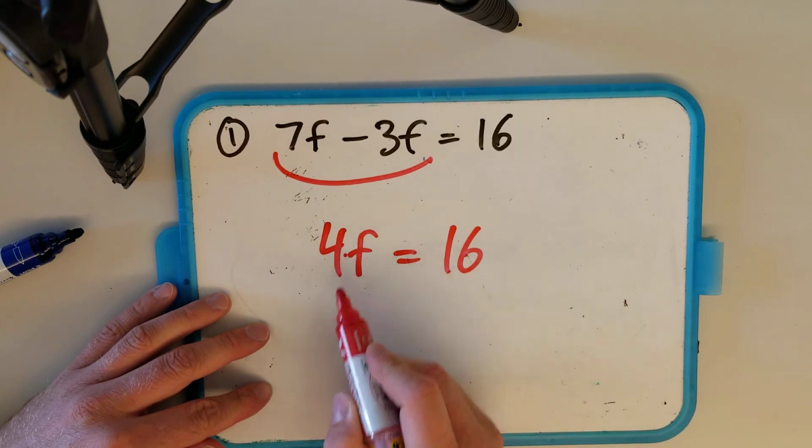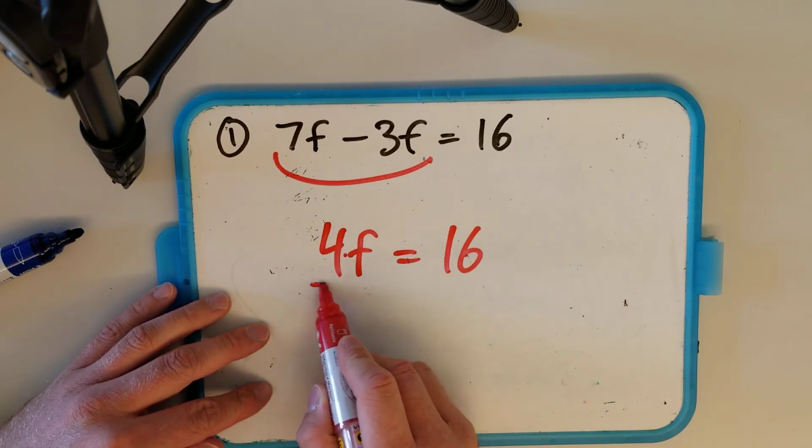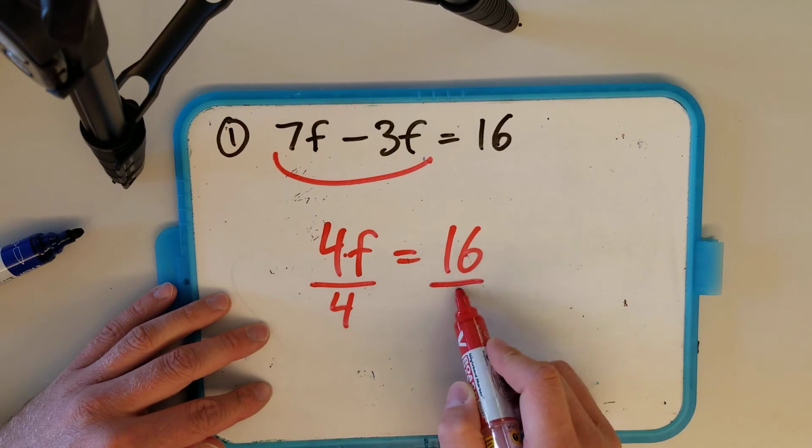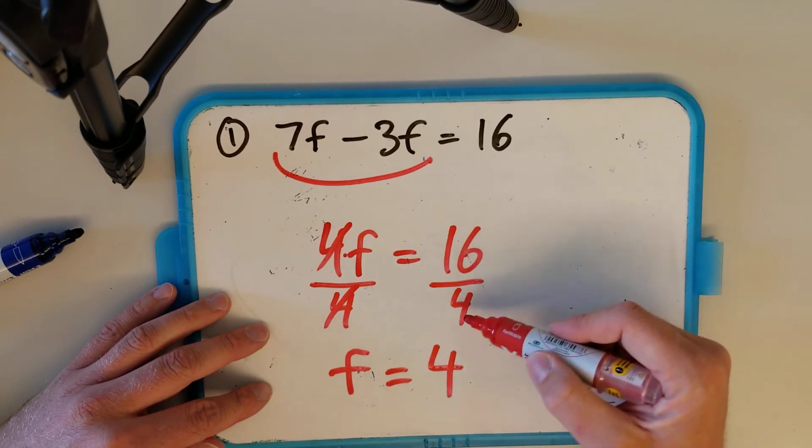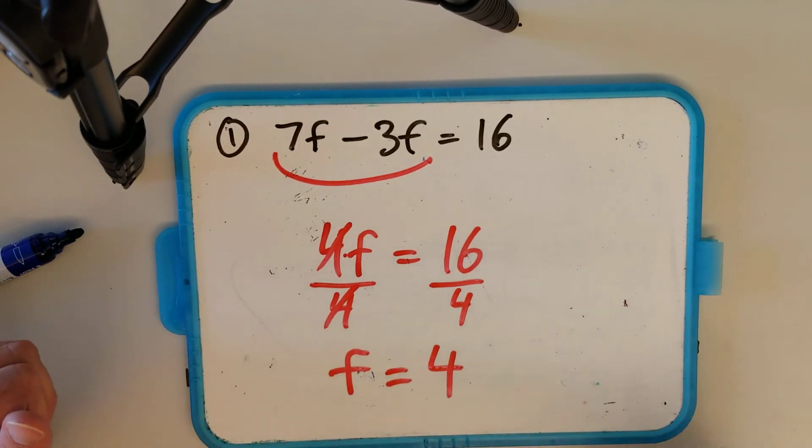We are multiplying here. So we have to do the opposite of multiplying, which is to divide. On this side, it makes a cancellation. And we have f equals 4. 16 divided by 4 is 4.